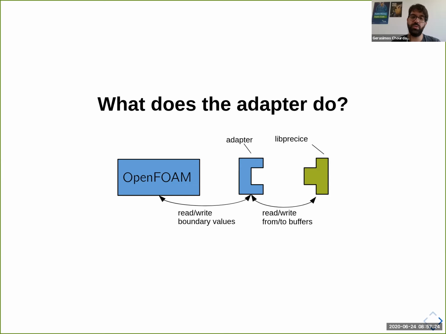And of course, it needs to do the opposite. It needs to be able to extract boundary values from OpenFOAM and pass them to the buffers of preCICE. Then, in implicit coupling, we need to redo some iterations. So when preCICE says so, the adapter should be able to get a complete checkpoint of OpenFOAM, including time, and then tell OpenFOAM, okay, now you need to revert everything back to the previous state.